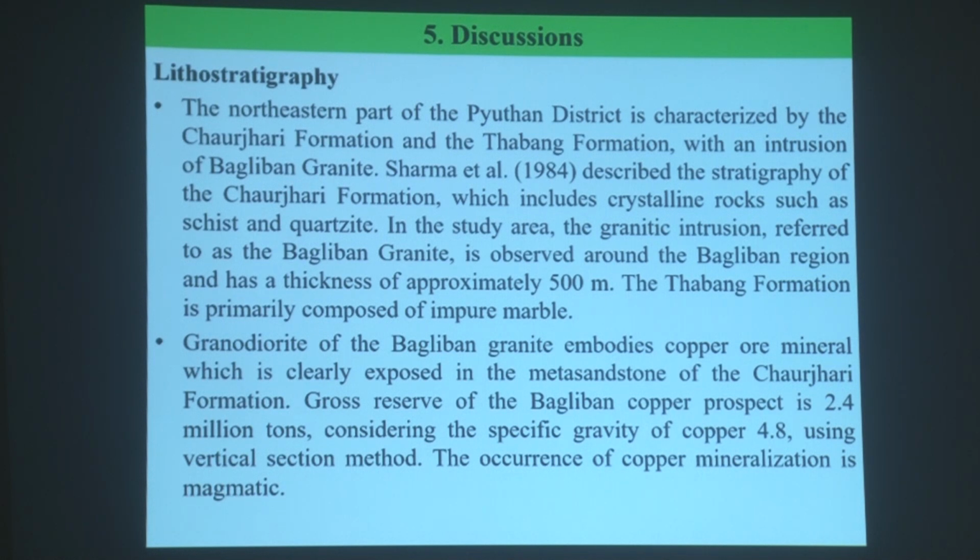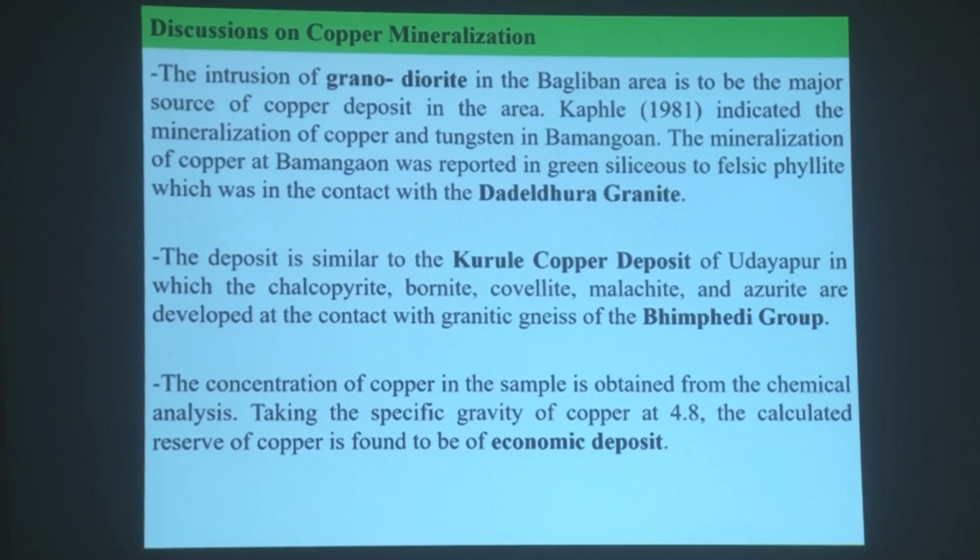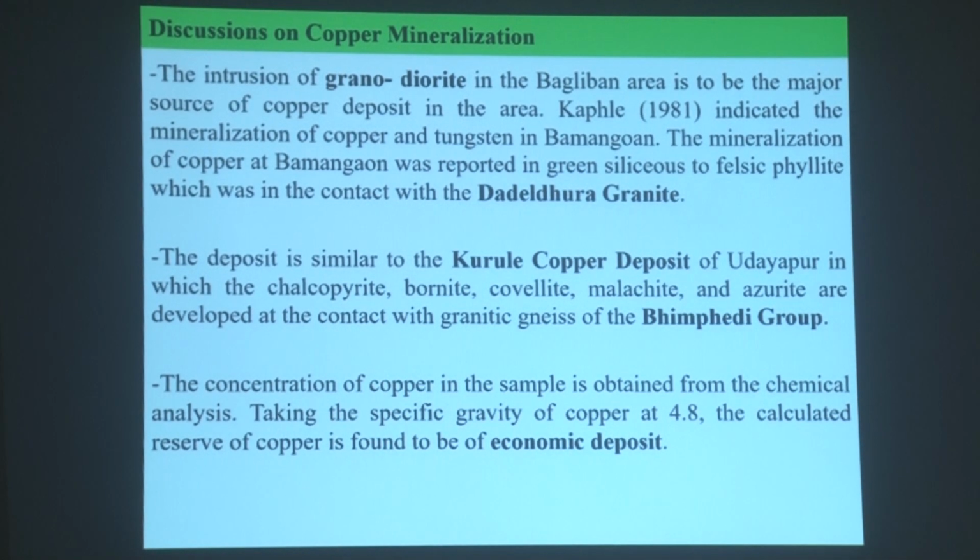In the study area, granitic intrusion refers to the Baglevan granite, which is 500 meters thick, and the Thawang formation consists of impure marble. Granodiorite of the Baglevan granite embodies copper ore minerals, which is clearly exposed in the metasandstone of the Chaudhary formation. Gross reserve of the Baglevan copper prospect is 2.4 million tons, considering specific gravity 4.8 using the particle section method. After 1981, studies indicate the mineralization of copper and tungsten in Bamangam.